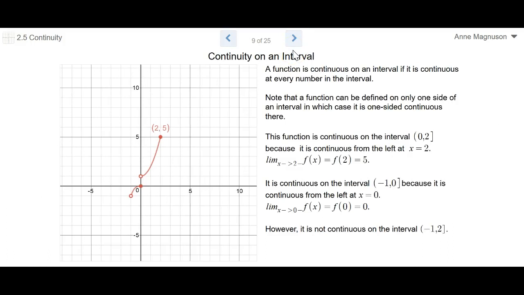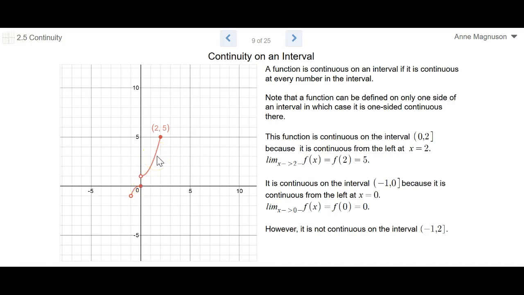So there's also the concept of being continuous on an interval. A function is continuous on an interval if it's continuous at every number in that interval. So here's an example of this function defined on the x interval minus 1 to 2, where minus 1 is open. Looking at the graph, it's clearly not continuous on this interval, the reason being there is this jump discontinuity here.